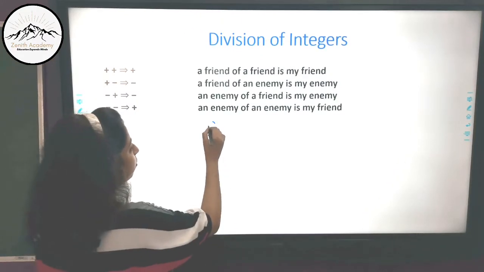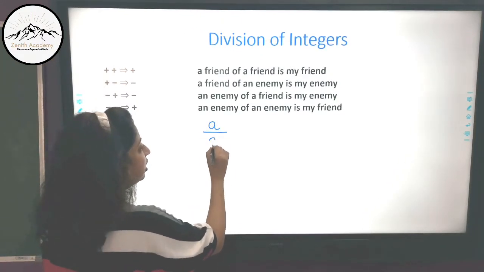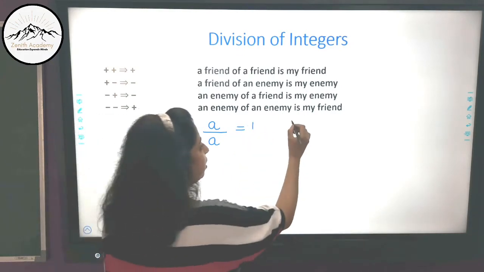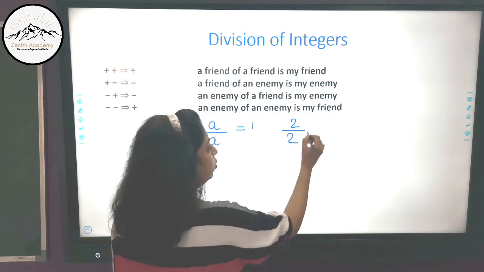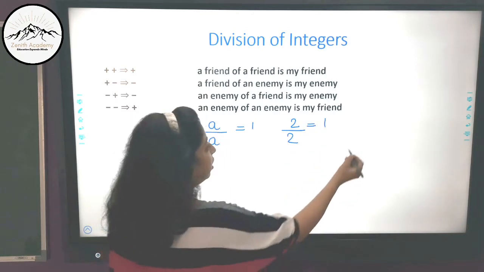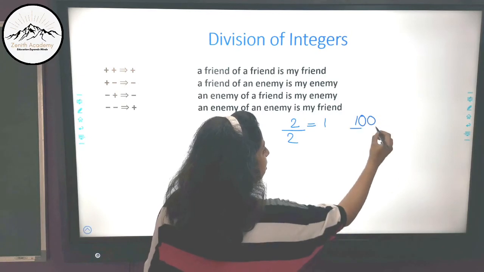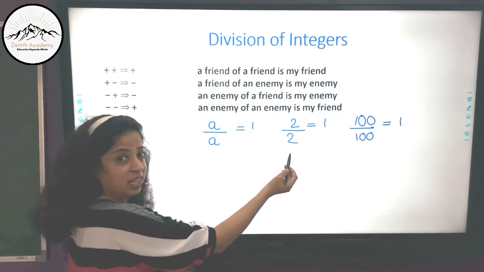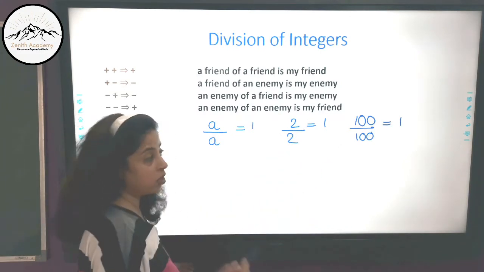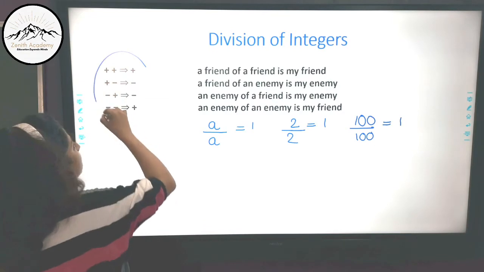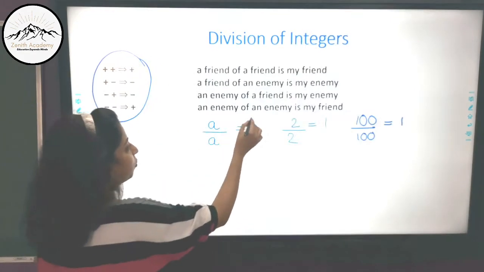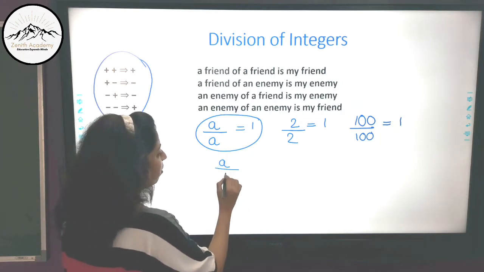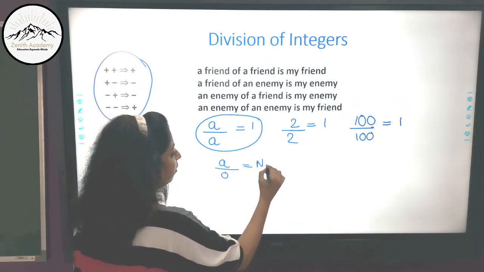In division, one more thing you have to remember, that when you take any integer and divide it with the same integer, the answer is always 1. For example, if you take 2 and divide it by 2, the answer is 1. If you take 100 divided by 100, the answer is 1. So if you divide the integer with the same integer, the answer is 1. You have to keep these things in mind for division, and that a divided by 0 is not defined.